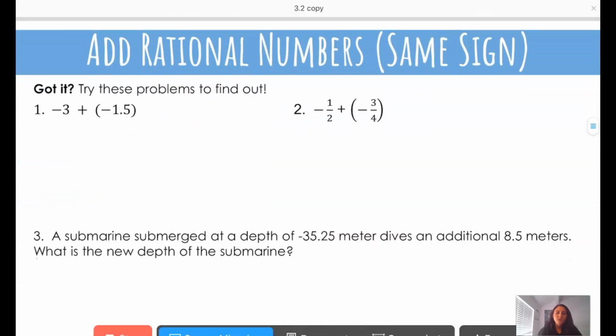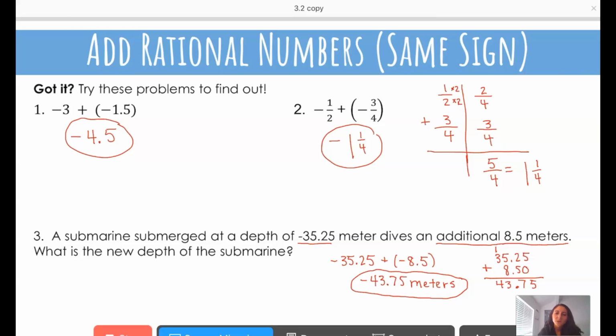All right, now I want you to try numbers 1 through 3 on your own. Remember, they're the same sign, so you're going to add and keep the sign. All right, take a moment, check your answers with my answers. Number 2, when you add the fractions, you ended up with an improper fraction, so a numerator that's larger than the denominator. So we had 5/4, so we need to make it into a mixed number. So 4 goes into 5 one whole time with 1 out of 4 left over. So you have to remember how to make improper fractions mixed numbers.